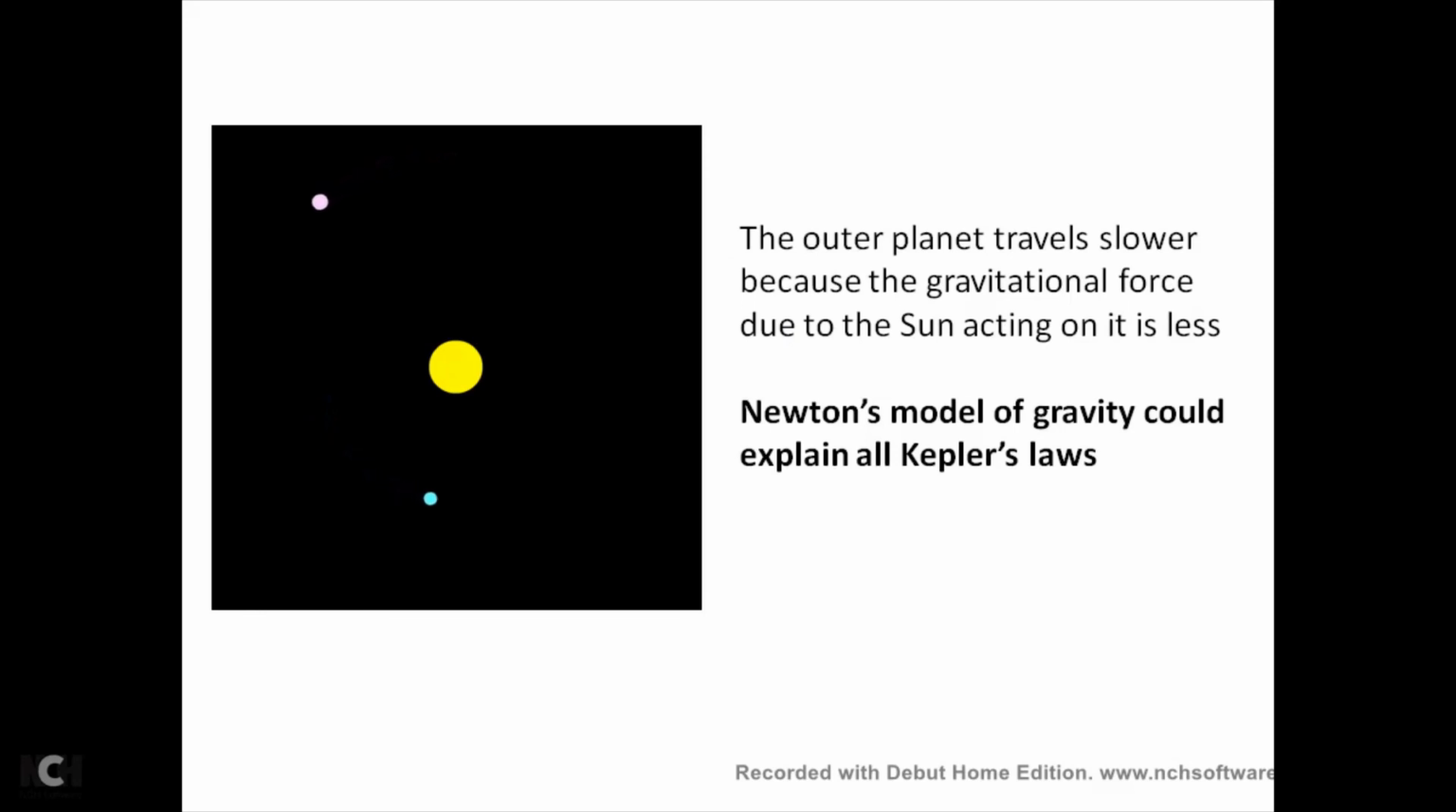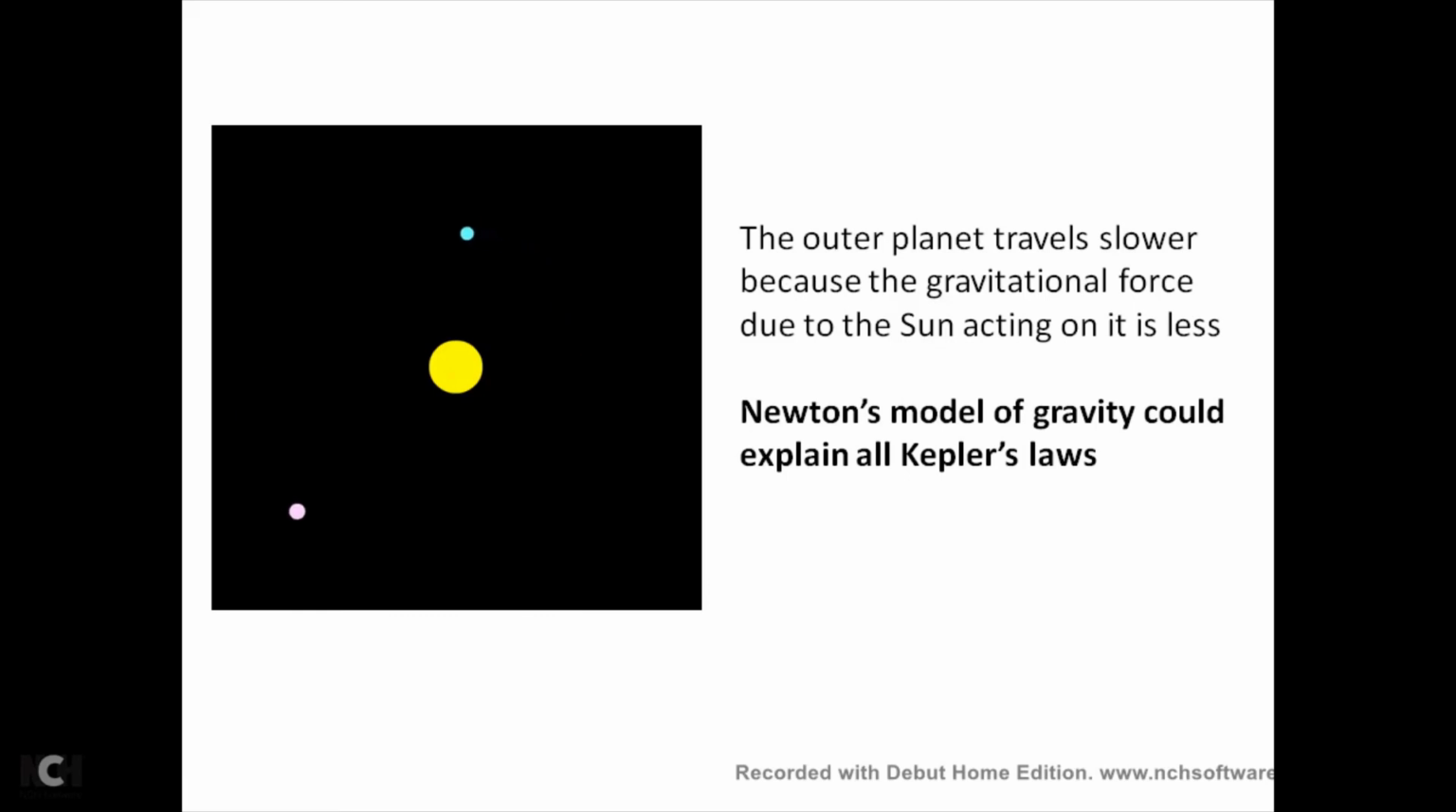Okay, so the outer planet travels slower because the gravitational force due to the sun acting on it is less because it's further away. Because it's further away, the gravitational force is much weaker, so it travels much slower.